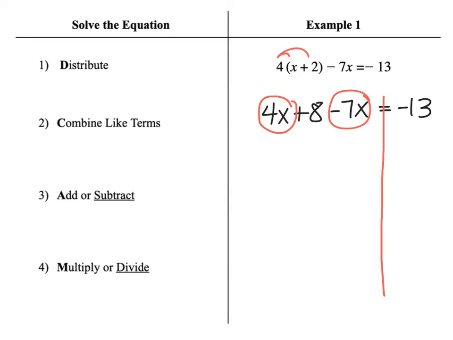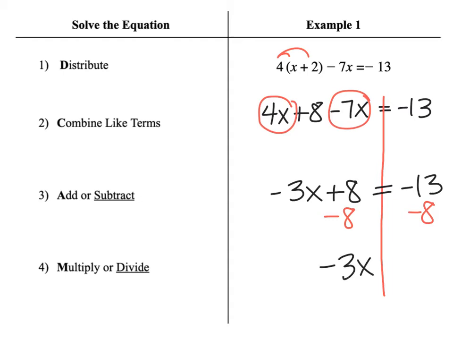So just looking at the sides separately here, my only like terms to combine are 4x and negative 7x, which gets me a negative 3x, and bring down negative 13. Again, our equal sign goes on the line. All right, now we're going to add or subtract. In this case, I will subtract because I have plus 8, and we're undoing it. So I will subtract 8 to get rid of that. New equation is negative 3x equals negative 21.